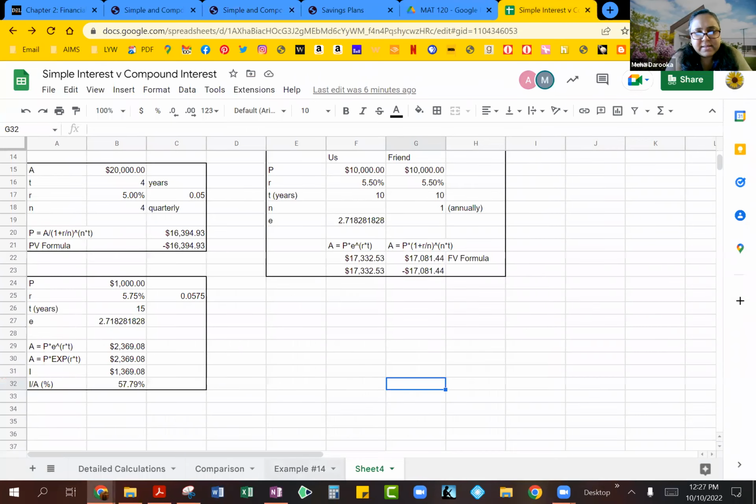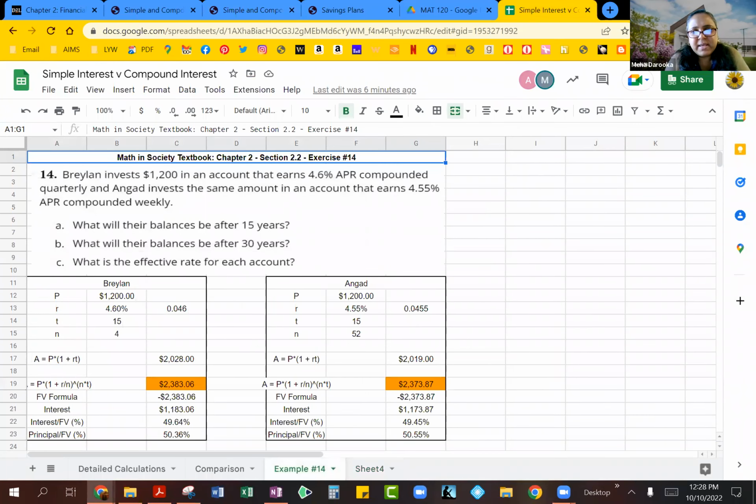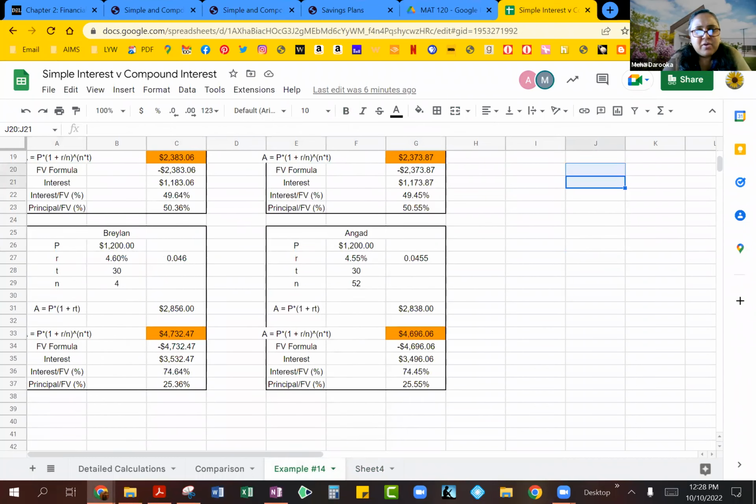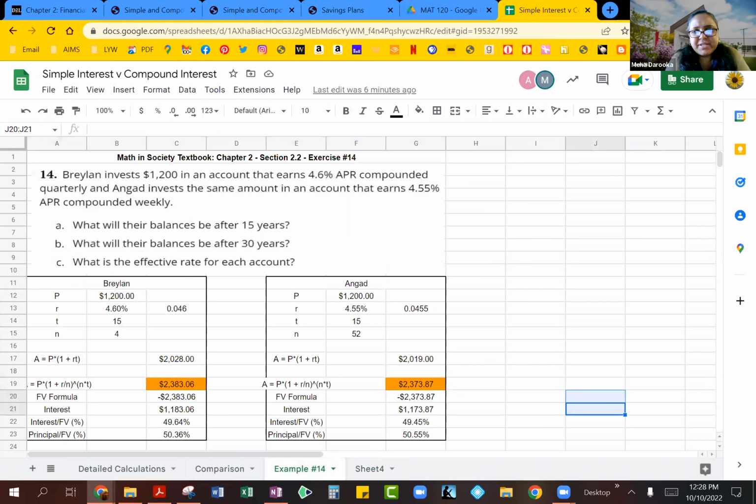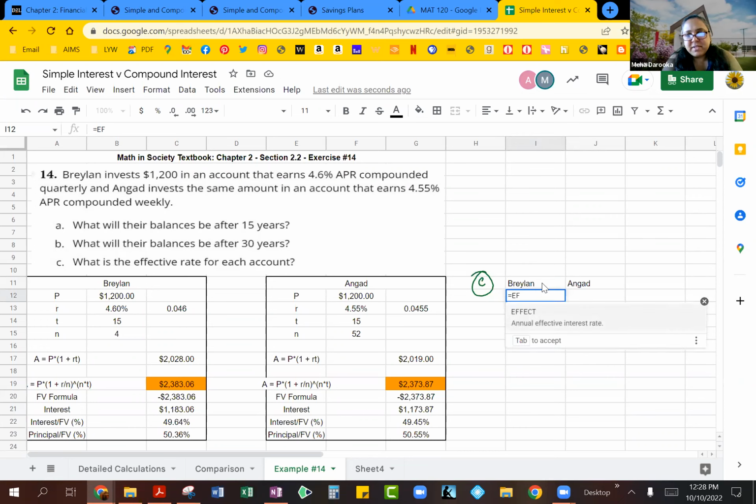So we'll go back, and this was your example 14 that we were looking at. So let's talk about their effective rate, and they had us do this at 30 years and 15 years. So now we are looking at part C for this guy. All right, so this will be for Braylon, and this will be for Angad. And then remember, you are using the effect formula.